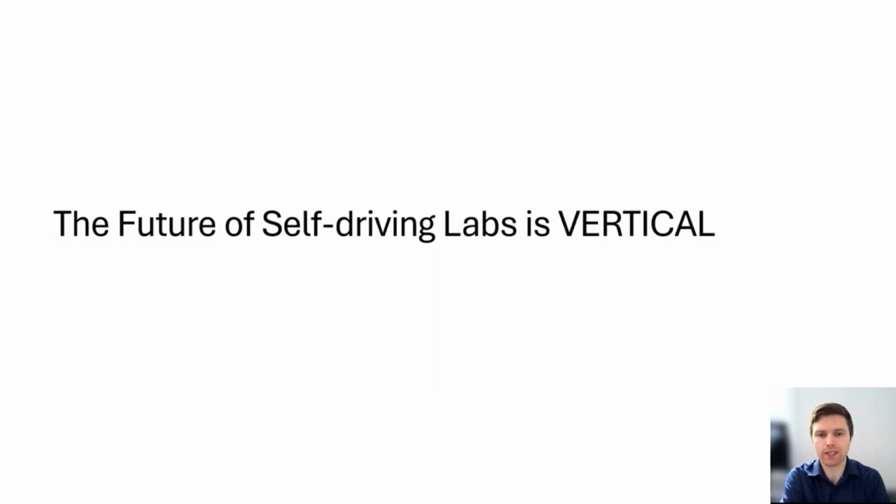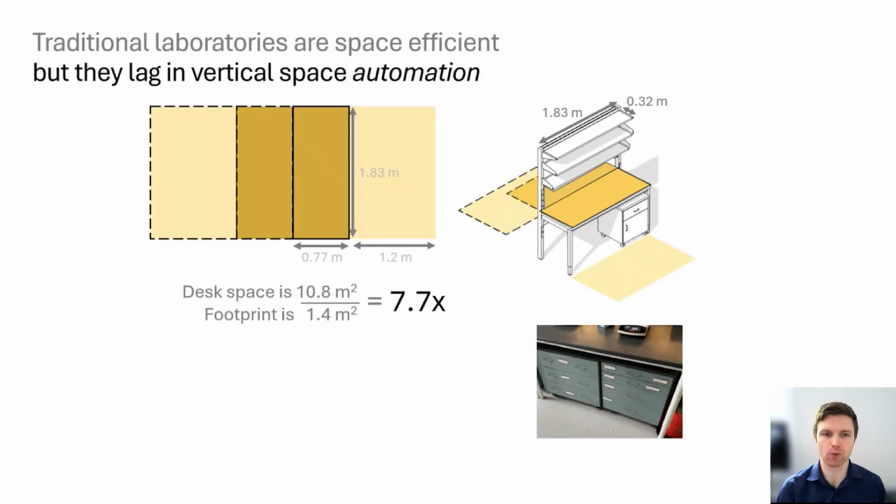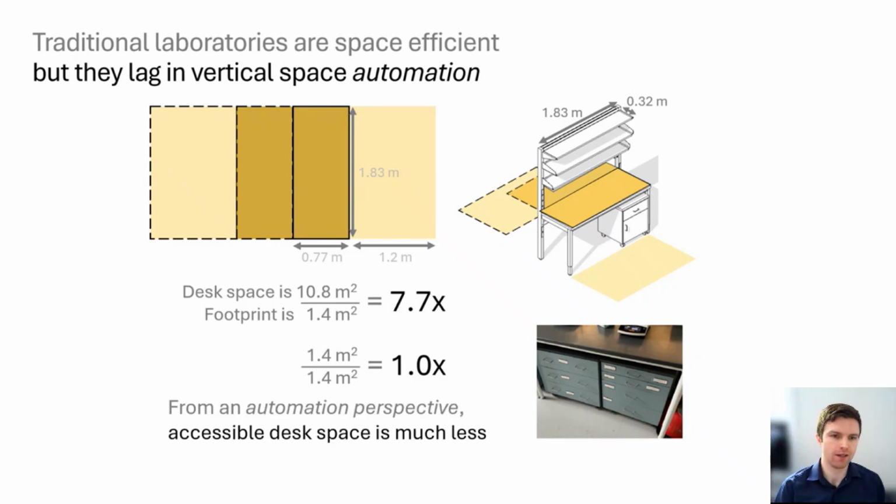We're also exploring some novel ways to approach autonomy in the physical sciences. I'll posit that the future of self-driving labs is vertical. When we look at traditional laboratories, they're very space efficient often, but they usually lag in vertical space automation. So you look at a typical lab casework, desk, trays, things like that, you get about an 8 times increase in area compared to the footprint. But the automation friendly area of that is 1-to-1, pretty much, just that desk space with nice overhead clearance.